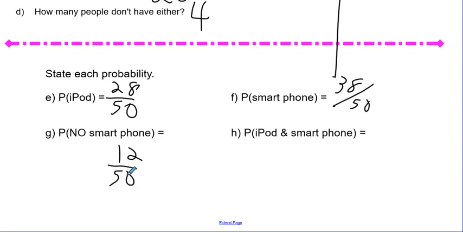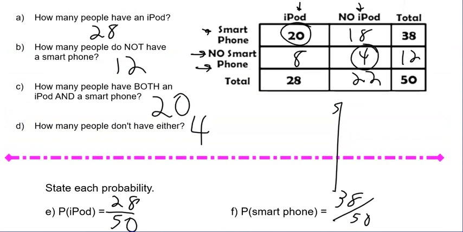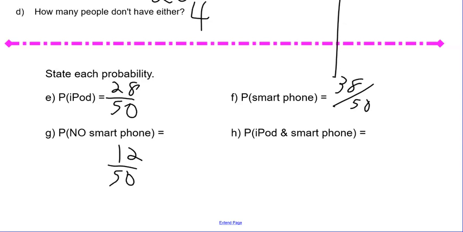Now, what's the probability of an iPod and a smartphone? So we've got to find the intersection of iPod and a smartphone. And that comes from answer C. How many people have both an iPod and a smartphone? It's 20. So that's 20 out of 50. That's it. It's just filling out the chart and then reading it.